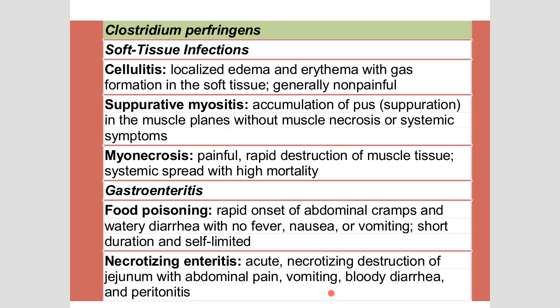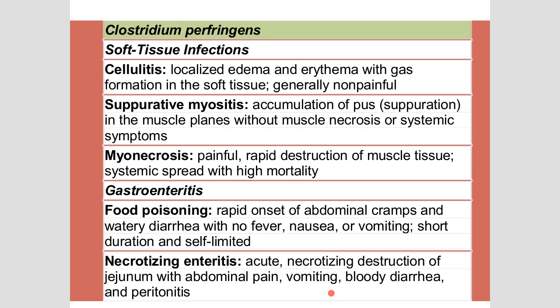Food poisoning is still very common. You get a rapid onset of abdominal cramps. There is a watery diarrhea. There is no fever though. And then you may have necrotizing enteritis. Necrotizing basically means that it is going to cause necrosis of the wall of the intestine. If it does so, this means that it's going to penetrate, be more invasive, and blood will also come in the stool. So you may have bloody diarrhea.